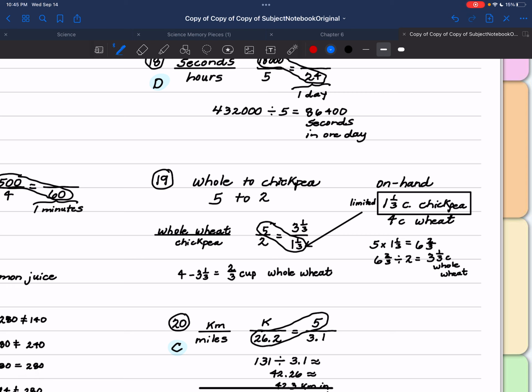And that was page 22. Yes, that is correct. I just forgot to write it down as usual. So 19 is B, 2/3. That's right here. So we are okay on that one.